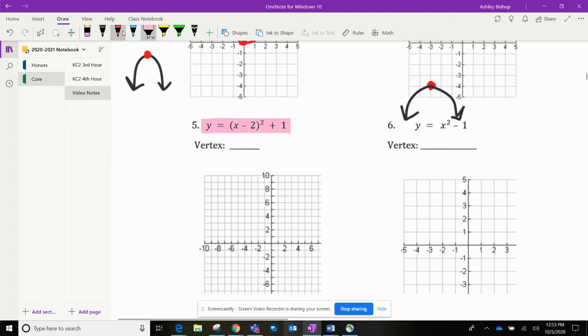And we know that my h is the number inside the parentheses. H comes from the parentheses, and k is the number all the way at the end. And h is going to be opposite from what's in the parentheses. So in the parentheses, I have -2, so the opposite of that is 2. And k is the number at the end of my equation, and it stays the same.